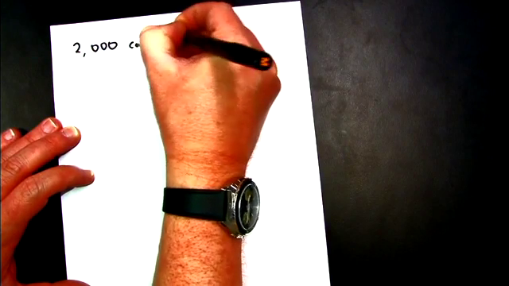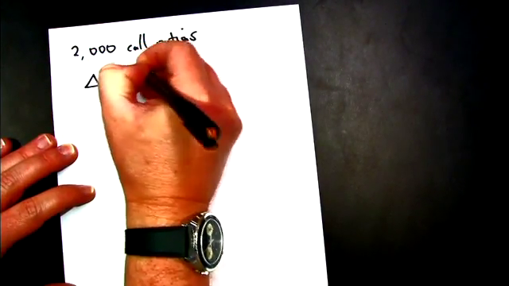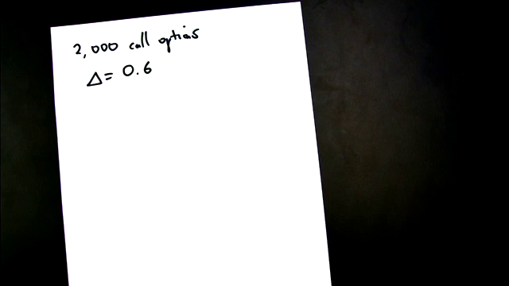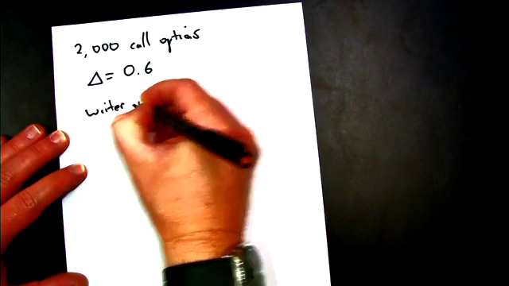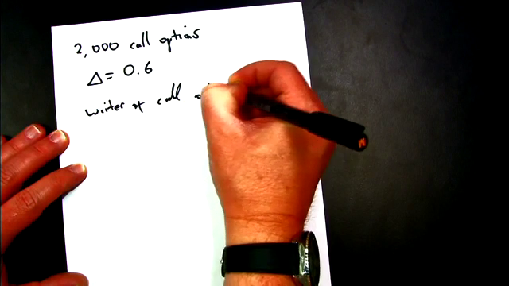So let's imagine we have 2,000 call options. And we have a delta for those call options of 0.6. So that means when the price of the underlying asset changes by a small amount, the price of the call option will change by 60% of that amount. Okay, and we are the writer of this particular call option.